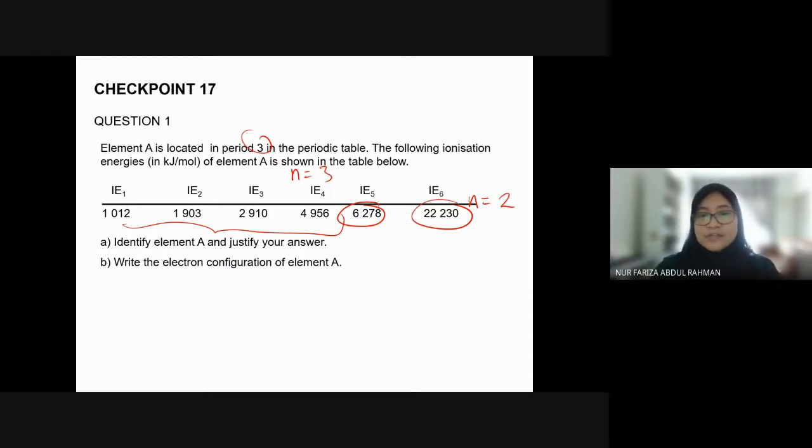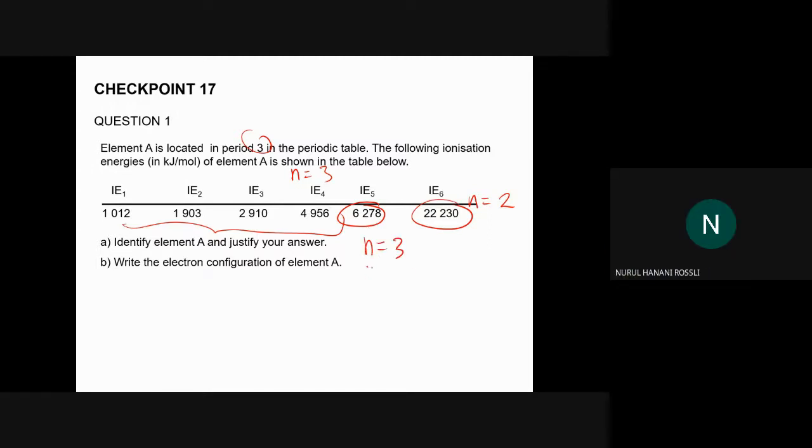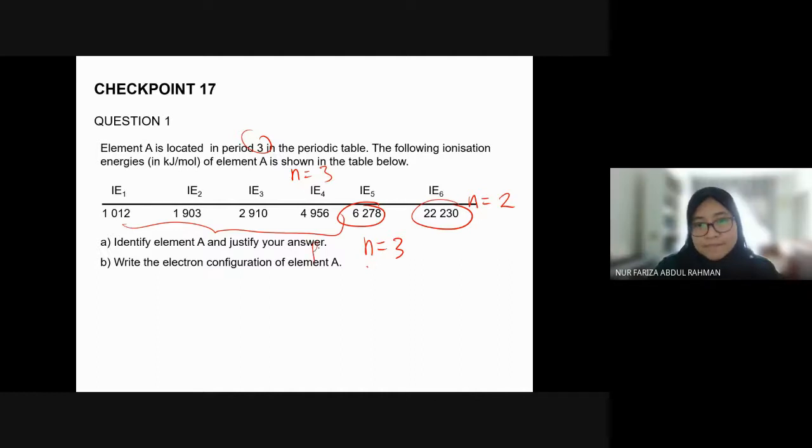Okay, alright, so the group berapa guys? 15. Yeah. N ataupun period. Group would be group 15. So pergi cari dekat dalam period table tu, n is equal to 3 and group 15.